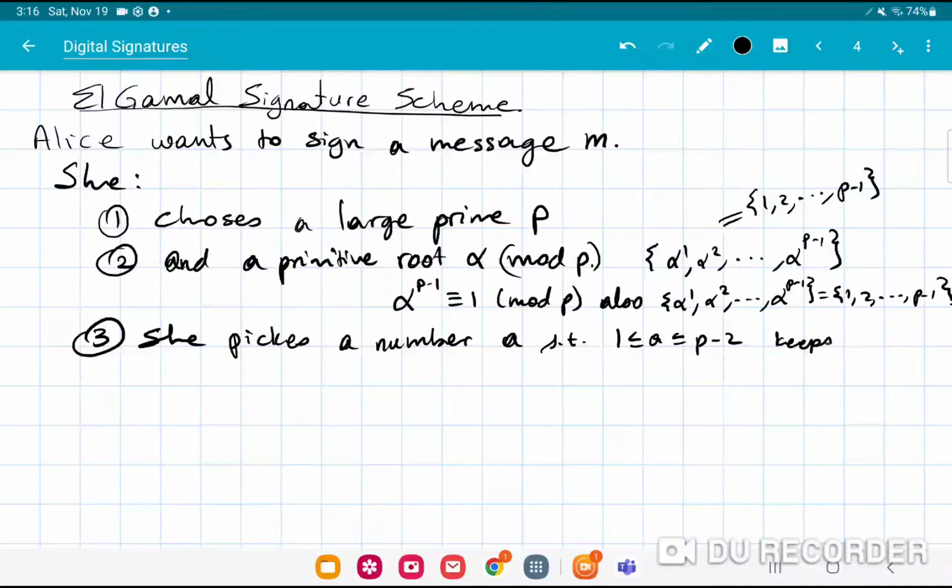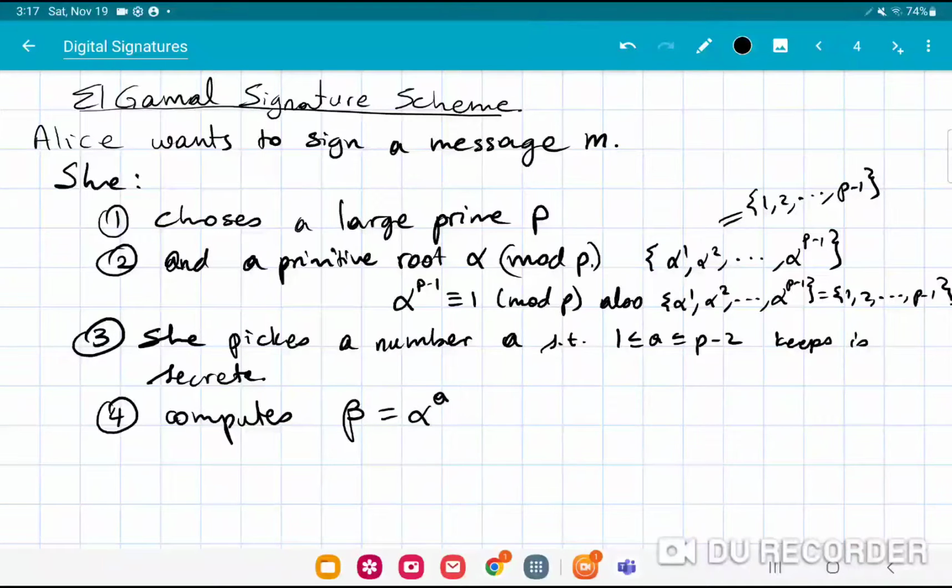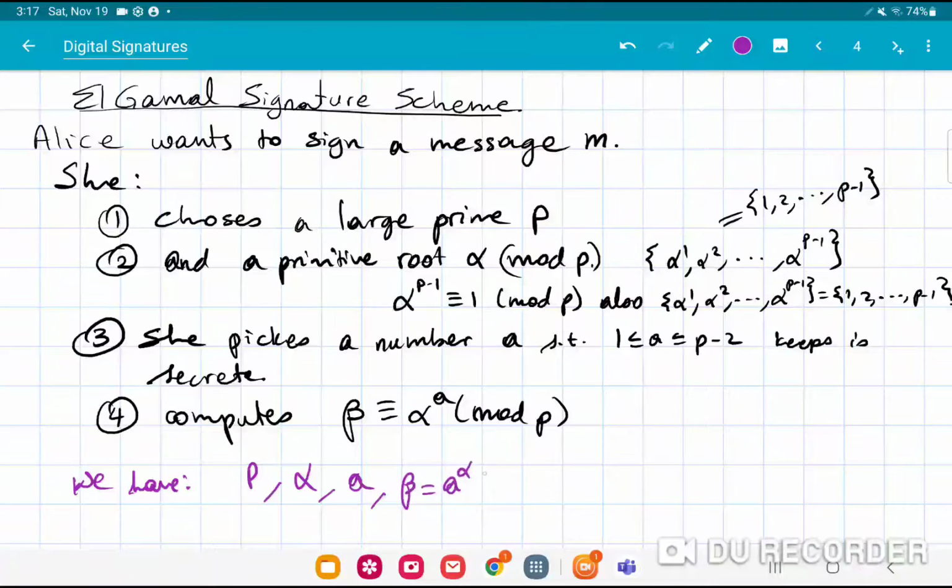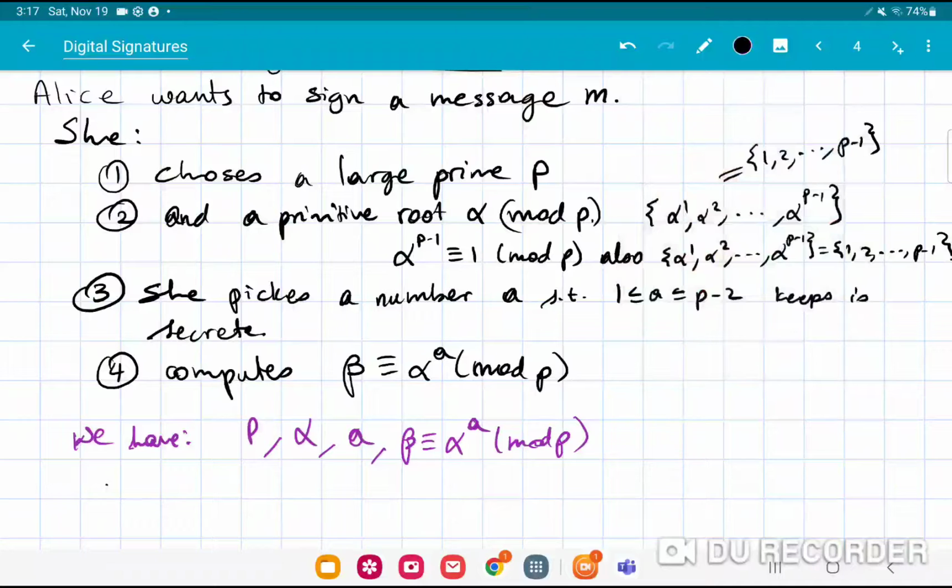She keeps it secret, and she computes alpha to the power of a mod P. To recap, P is a large prime, alpha is a primitive root mod P, a is simply a constant between 1 and P minus 1, and beta is alpha to the power of a mod P. So we have these values, and Alice publishes these 3 numbers: P, alpha, and beta.